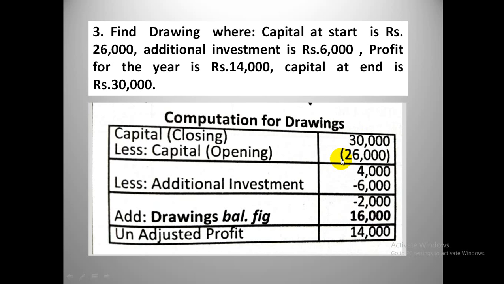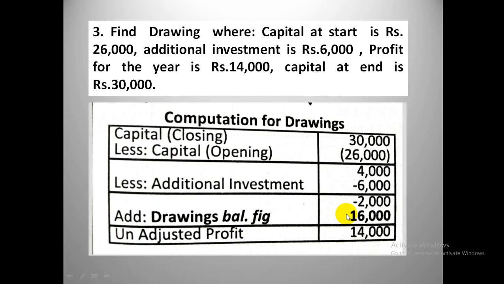From capital closing we will subtract capital beginning and additional investment. Whatever answer we are getting, we know that after subtracting drawing the profit should be this. So if you have minus 2,000 here and plus 14,000 here, you will go in the reverse order, and 14 plus 2 will give you the amount of drawing, that is 16,000. It means from minus 2, if plus 16 is done, then you will get plus 14 as your profit or the answer.